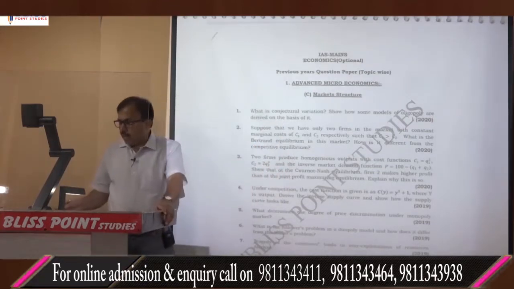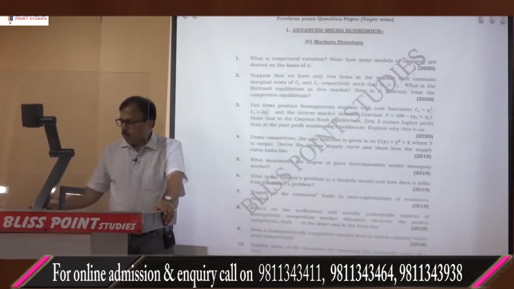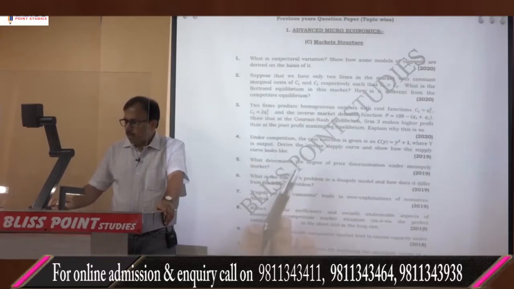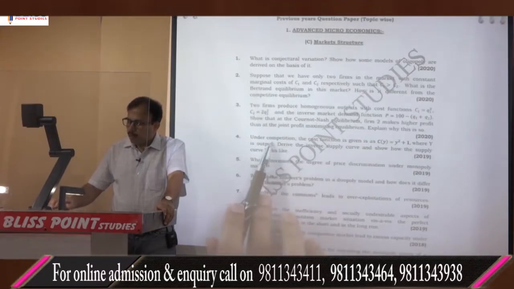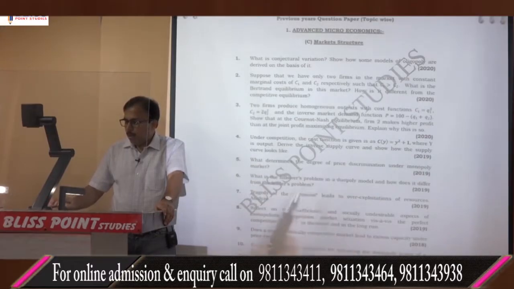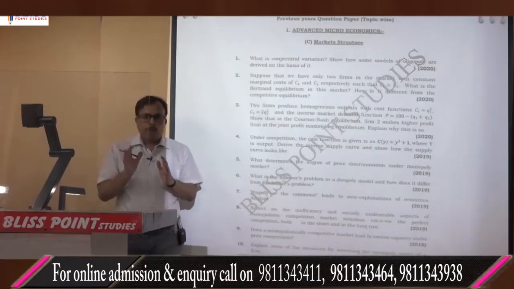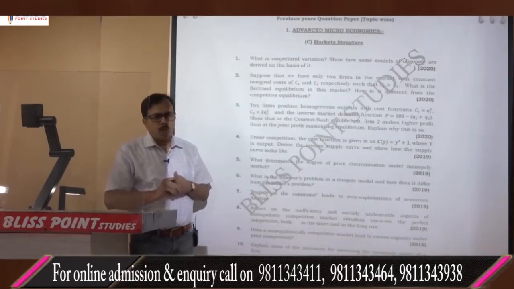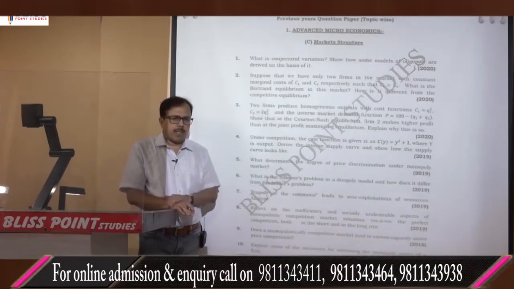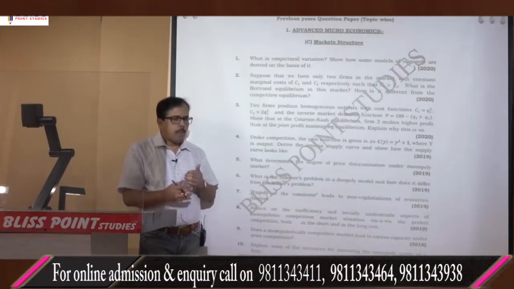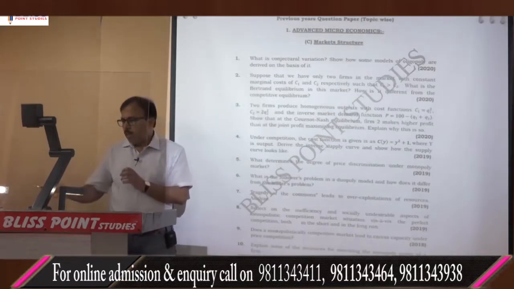In 2019 there were 4 questions: 1 from perfect competition, another from monopoly, another from oligopoly, and another from market failure. So the topic of market structure usually gives you, we can safely say, 4 to 5 parts.